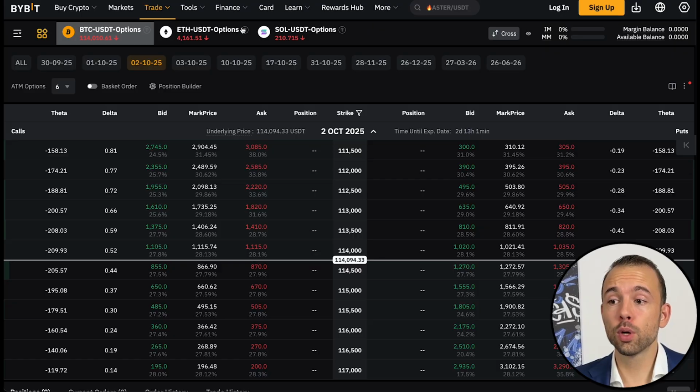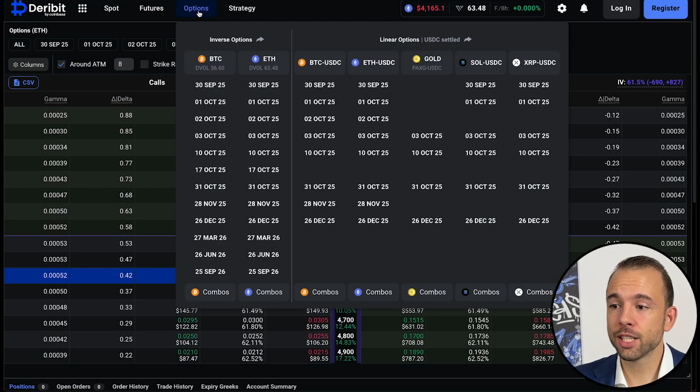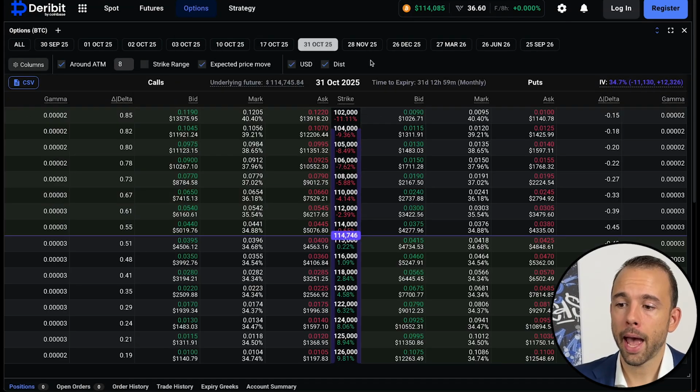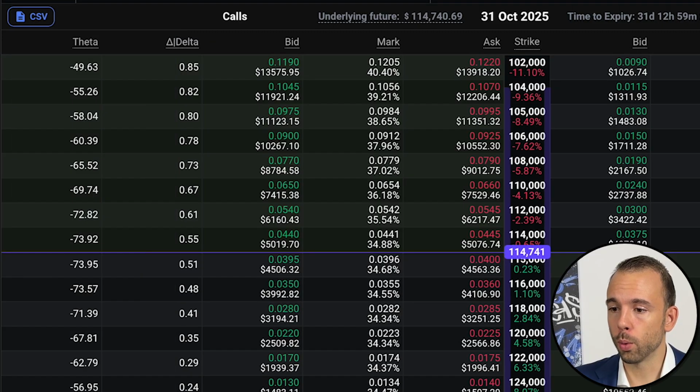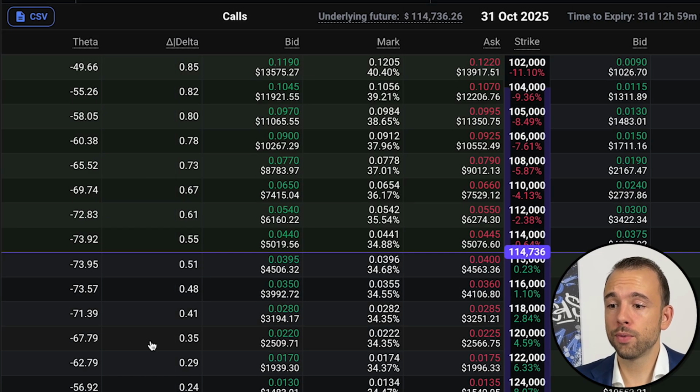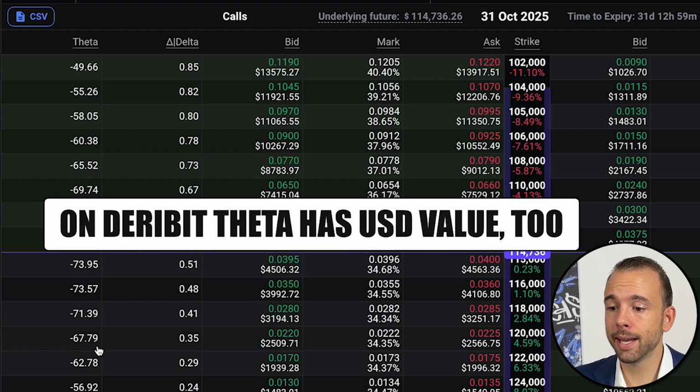And now let's take a look at the Deribit platform. Let's go back to the Bitcoin options and enable theta on the option chain. So let's disable gamma and enable theta. And here we go. Now we can see the theta for Bitcoin options. And as it was with the ByBit options, theta indicates the dollar value on the Deribit platform.